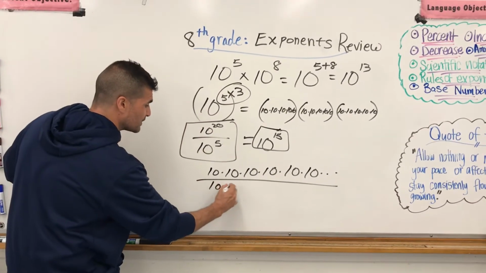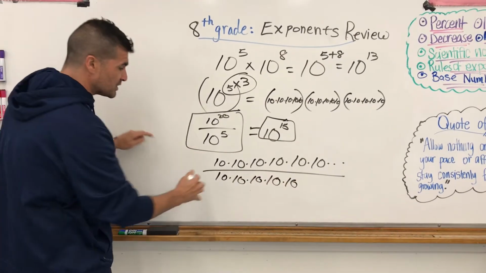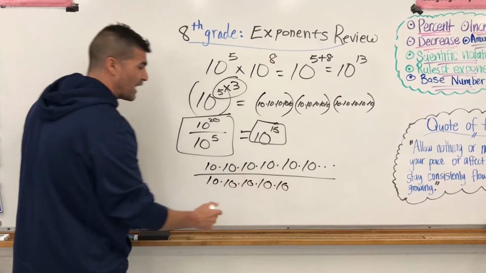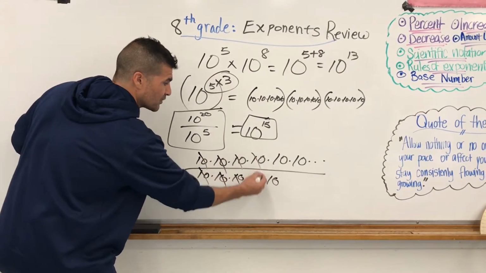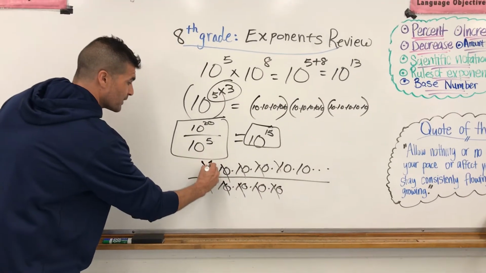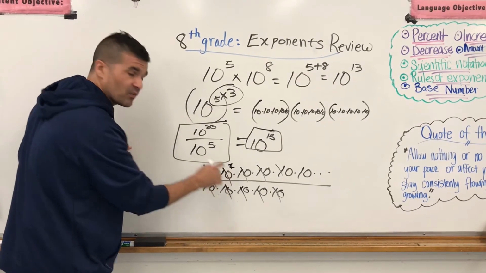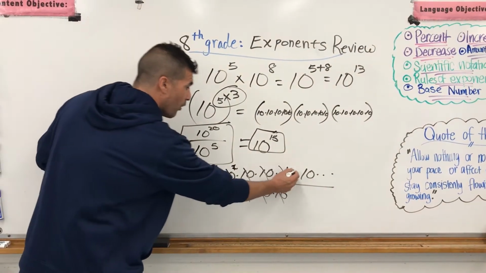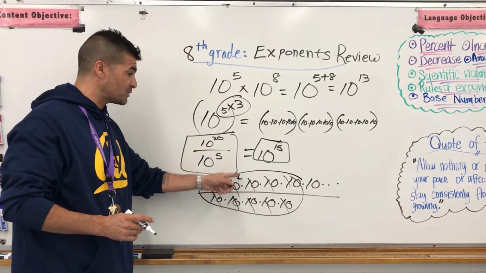Here, I'm going to have 10 times 10 times 10 times 10 times 10. You can already see that this is 1, 2, 3, 4, 5. These right here don't cancel away to nothing. What actually happens is that they divide and they equal 1. See, 10 divided by 10 is 1, and 10 divided by 10 is still another 1. All of these cancel out to be equal to 1 times 1 times 1 times 1 times 1.